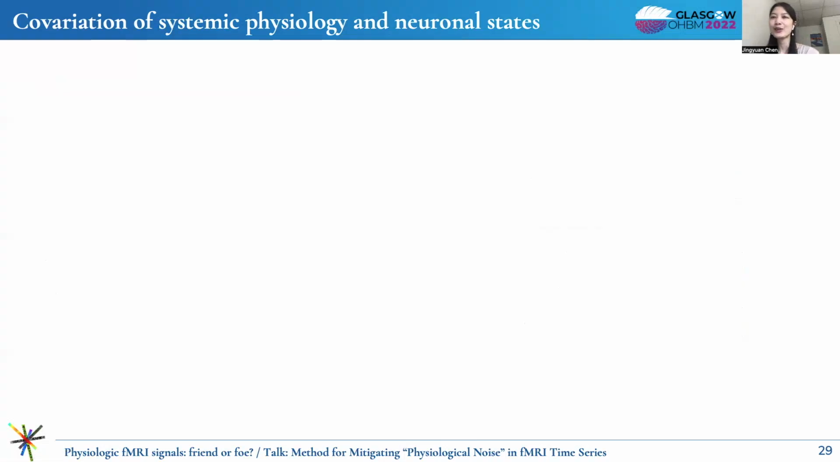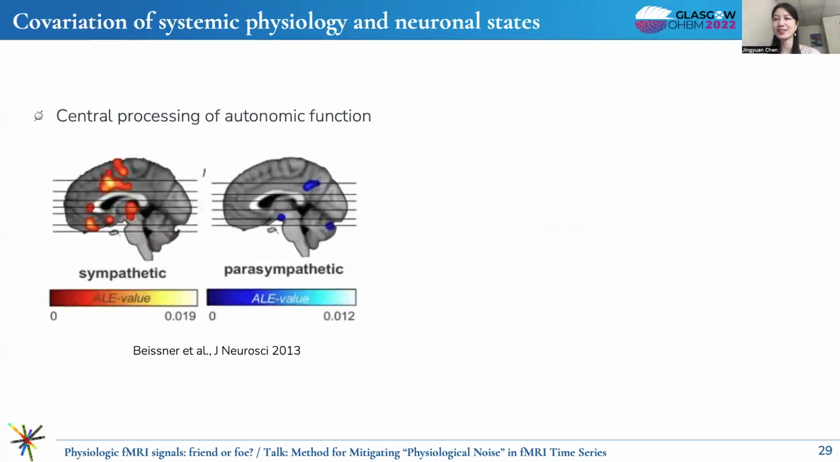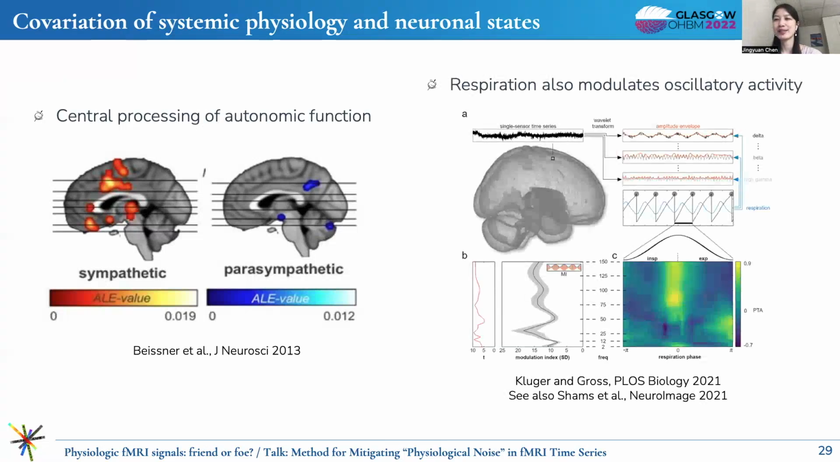And I really don't want to make the issue sound too complicated, but in any situation, these physio processes are still neuronal in origin. So some brain regions are always actively involved in this autonomic processing. And changes in autonomic processes may also reversely modulate respiration. For instance, here is a study that shows respiration can modulate the amplitudes or phases of different brain rhythms.